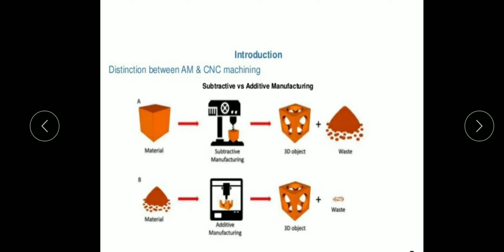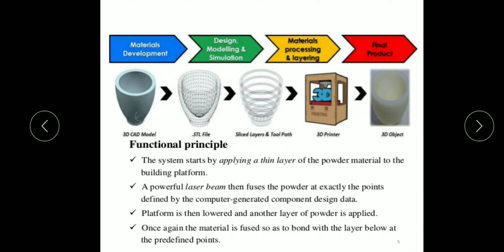Figure B shows the additive manufacturing process, in which the raw materials are in the form of powders. These powder materials are fed into the additive manufacturing process layer by layer, and are then fused by the laser beam until the 3D object is formed. The waste of unwanted raw material is very small in the additive manufacturing process compared to the CNC manufacturing process. I hope you understand the concept of this slide. Next, move on to the next slide.